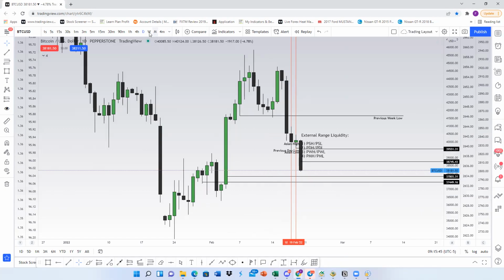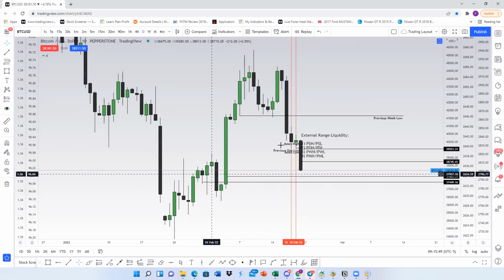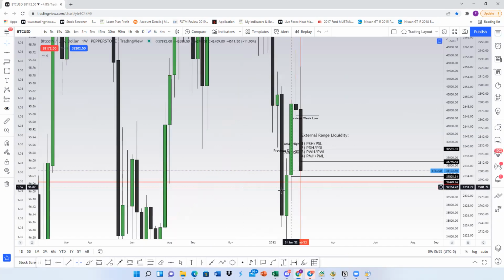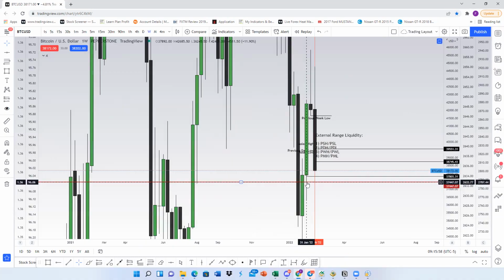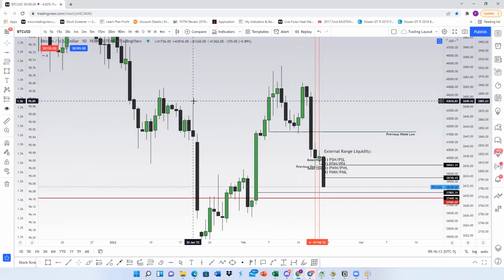If I show you the weekly chart, let me just remind myself where that was. Okay, that was over here. There's your buy. You're going to be targeting the weekly high. Where's the next weekly high? Not this one, up here. So that's your target: 43,551. 43,551 is here. That's the previous week's high.